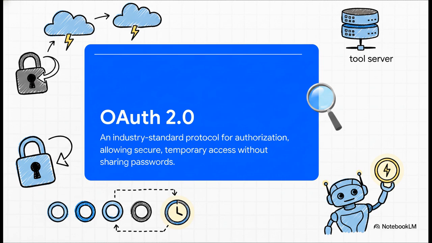The solution to our unauthorized problem is something called OAuth 2.0. Now, don't let the name scare you. The best way to think about it is like a valet key for your app. You wouldn't give a valet the master key to your house, right? Instead, you give them a temporary key that only works for your car. OAuth is the same idea. Your app goes to a trusted authority to get a temporary access pass, or a token. It then shows that token to your tool server to prove it has permission. It's super secure because the token expires and your main credentials are never exposed.